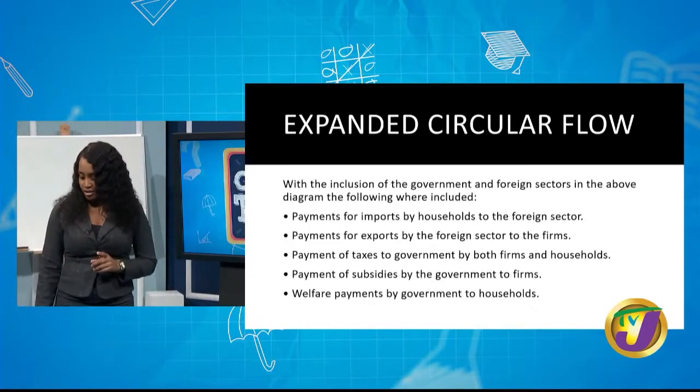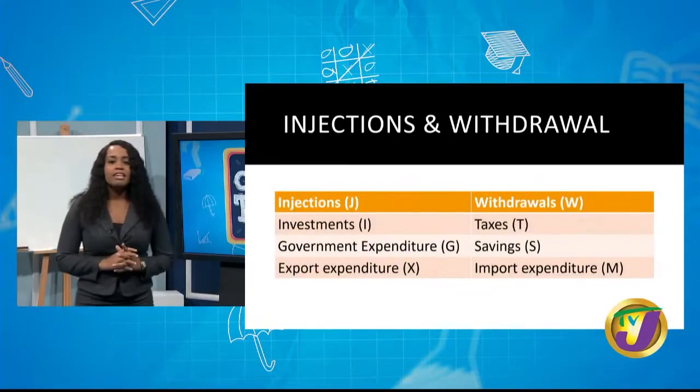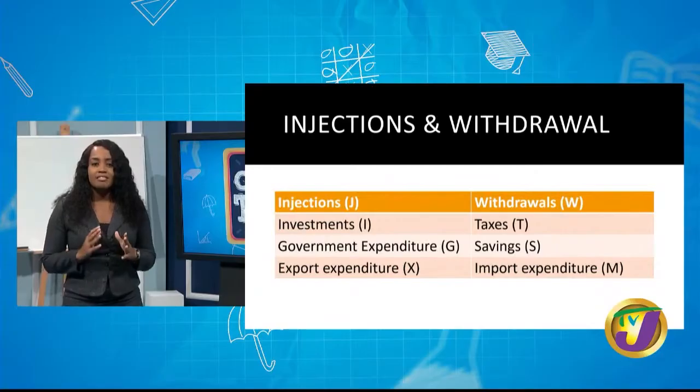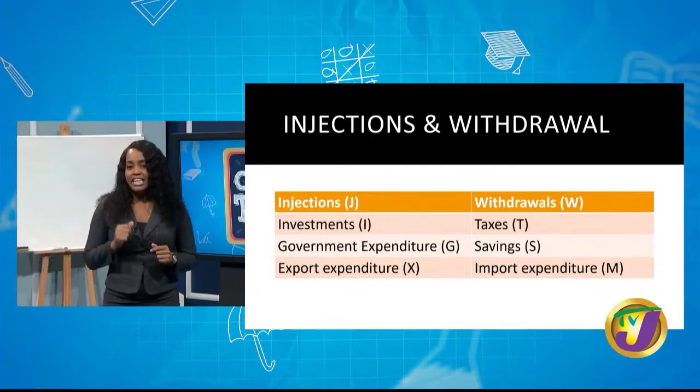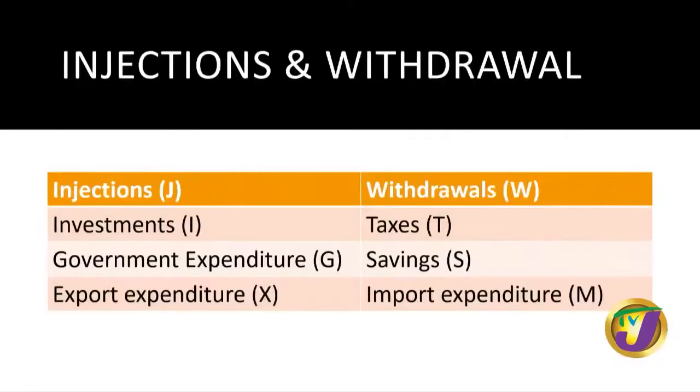So that was a lot. Let us look back at the injections and withdrawals. Try to find a way that makes it easy for you to remember what are injections and what are withdrawals. We know that injections add to the circular flow and withdrawals remove from the circular flow. And injections include investments, government expenditure, exports. And withdrawals are taxes, savings, and import expenditure.